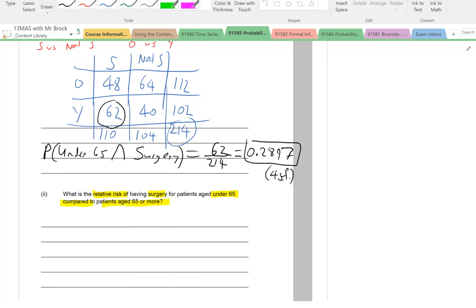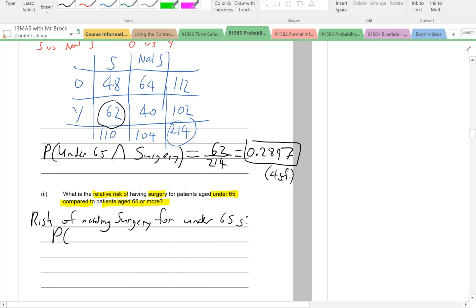So the first thing we need to work out is the risk of having to have surgery among the two age groups. Okay, so the risk of needing surgery for under 65s, another way of saying that is the probability of needing surgery given that you're under 65.